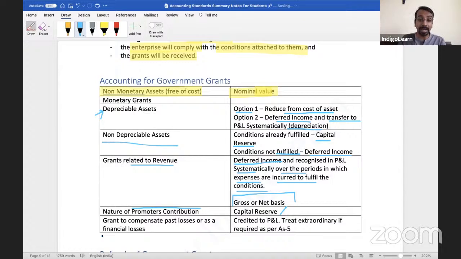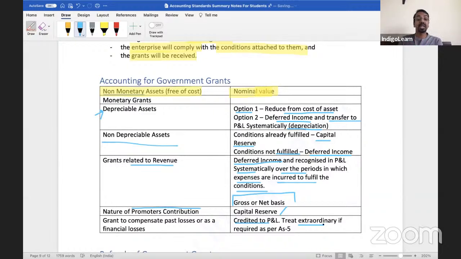They are giving it as a package that you can directly credit it to P&L, and you will treat them as extraordinary item if required as per AS5. If that fulfills the criteria of extraordinary item, generally it would be the case, you will recognize that item as an extraordinary item as per AS5.